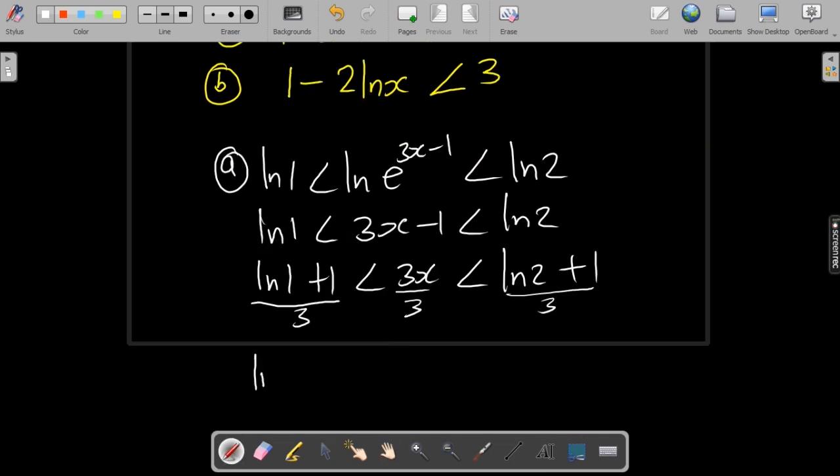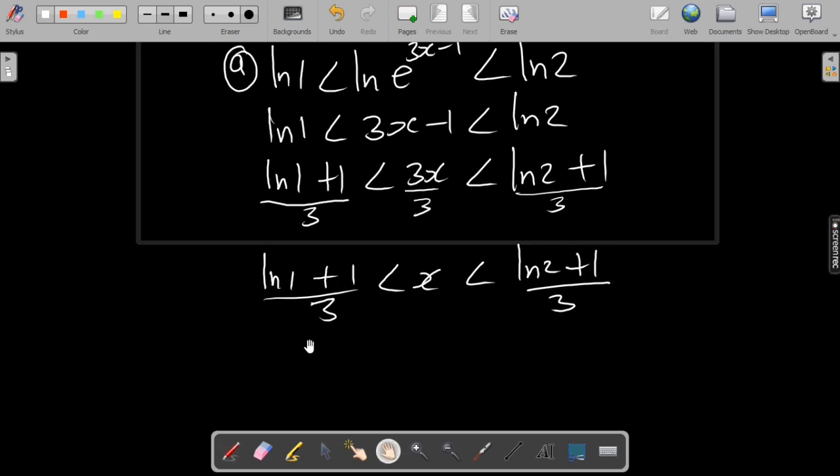And on this side, I just have ln 1 plus 1 over 3. And you guys should know that ln 1 is basically 0. Right? So I guess you can substitute that 1 over there after this step. So in the middle, 3 over 3 we'll just leave it with x. And on this side, you can leave it like this.